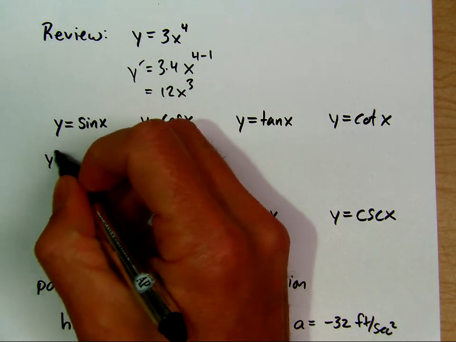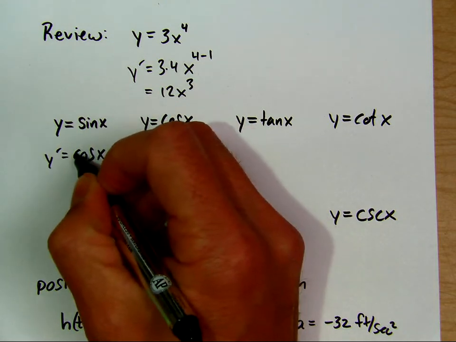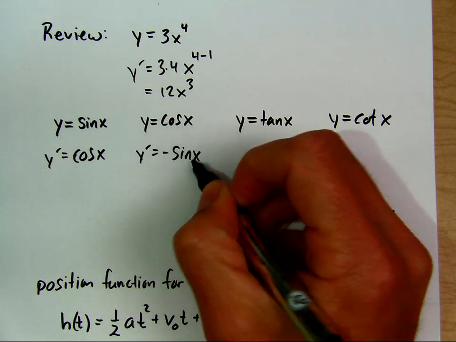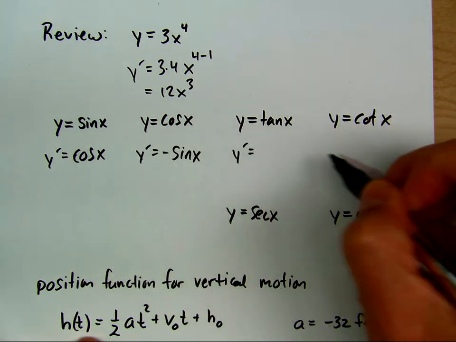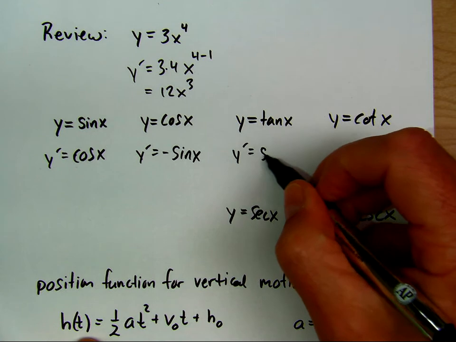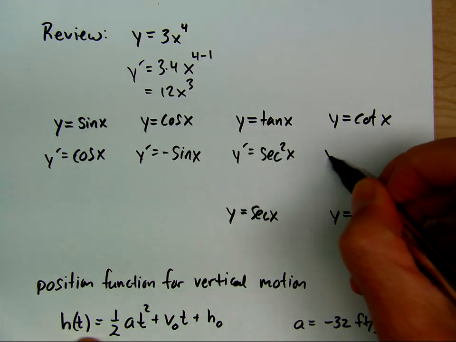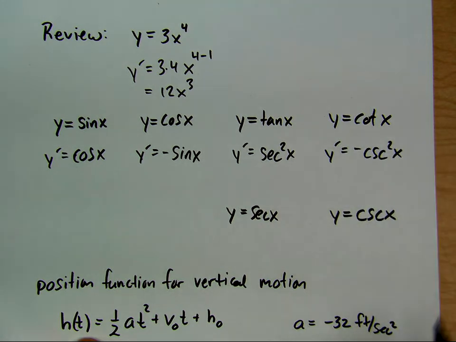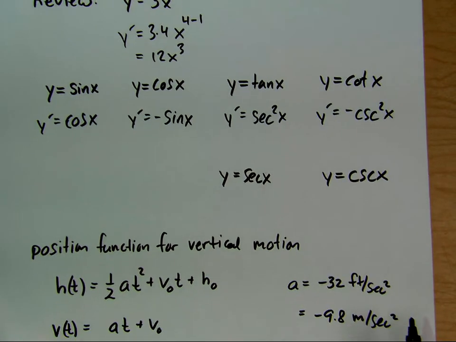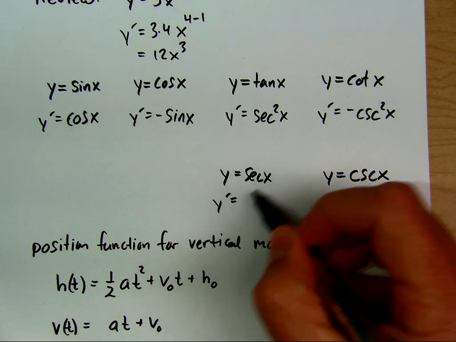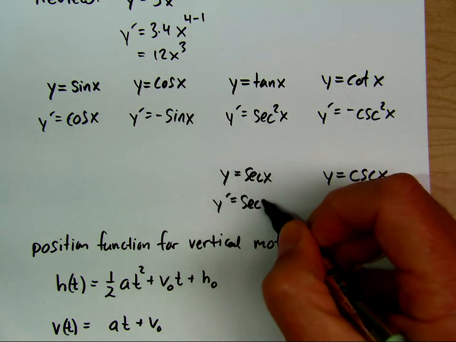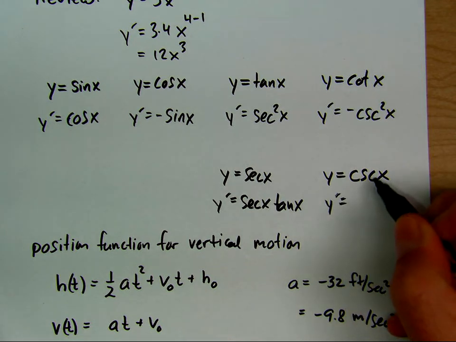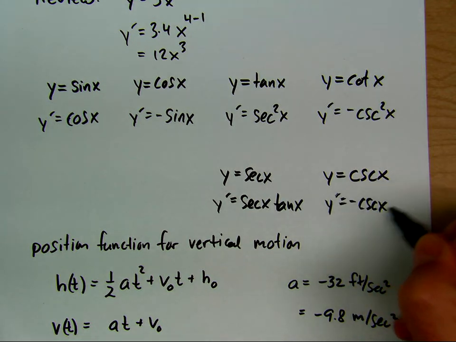The derivative of sine is cosine. The derivative of cosine is negative sine. The derivative of tangent is secant squared. Derivative of cotangent is negative cosecant squared. The derivative of secant is secant tangent. And here we have negative cosecant cotangent.